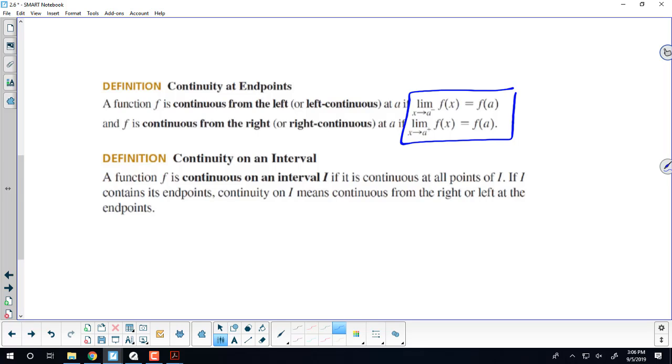And then what we see with a few of these examples is from the right or the left at the endpoints. Usually it's those endpoints that are questionable, where we have to compute the one-sided limits.